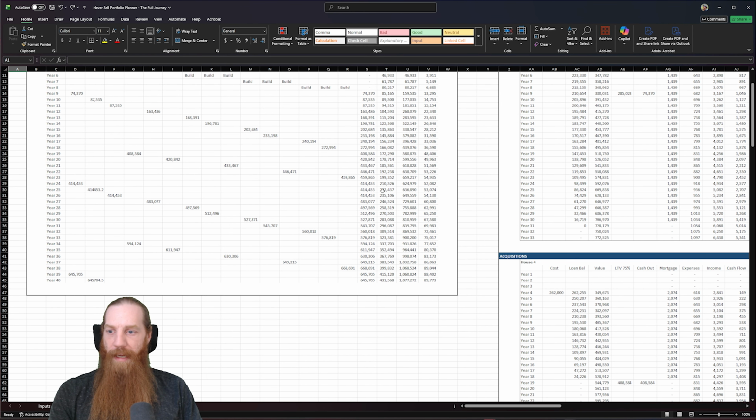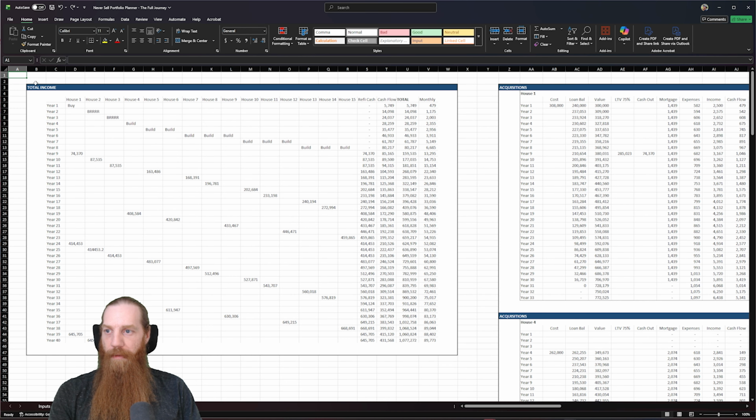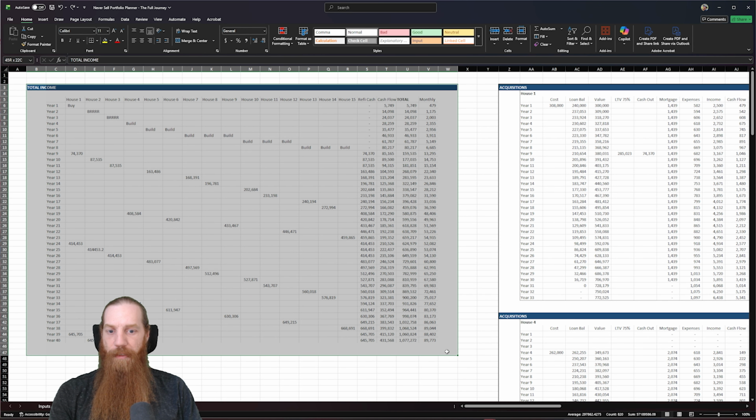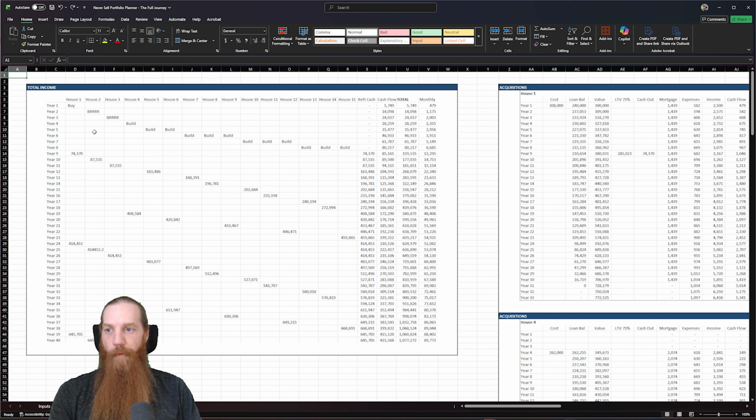So anyways, as you can see right here, this is the total income table. This basically is your overview table. Okay, this is going to show you everything that's happening over the long term of the plan. So we have our years over here on the left column. Like I said before, it goes all the way to year 40 at the bottom. And then we have each of our houses, house 1 through 15 right there.